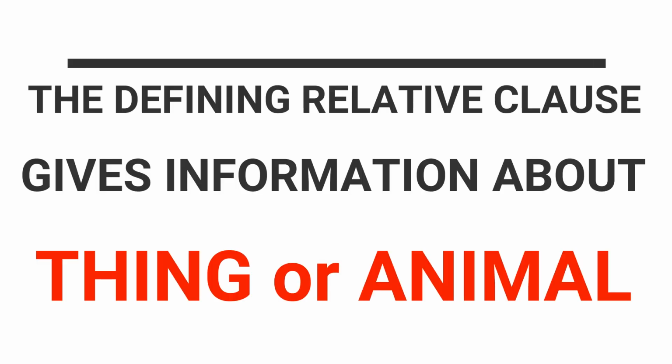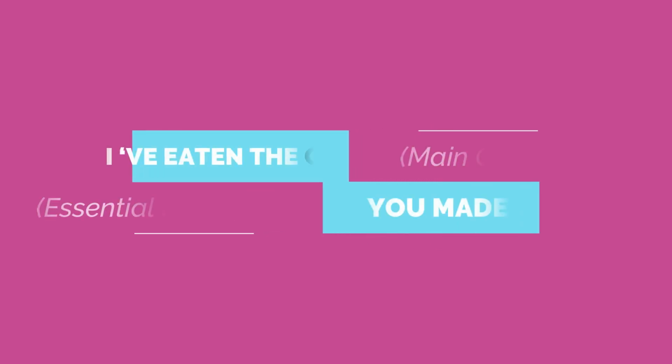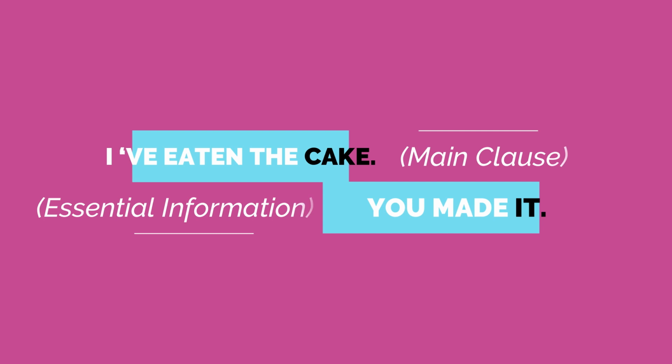We use which or that when the defining relative clause gives information about a thing or animal. For example, I have eaten the cake. You made it. I have eaten the cake is the main clause which needs essential information. You made it is the essential information.